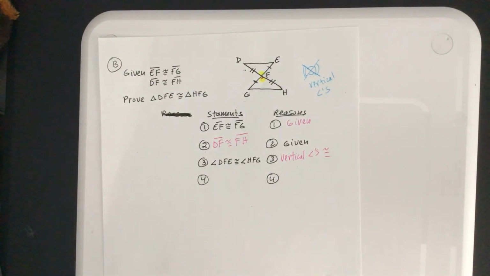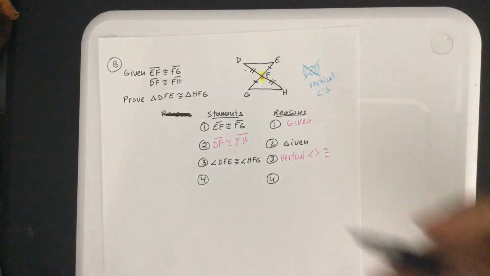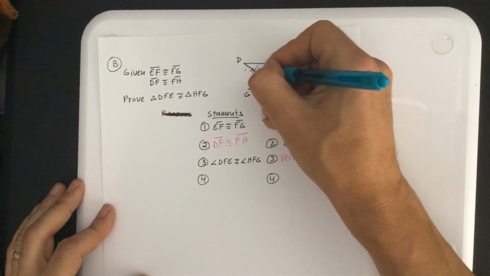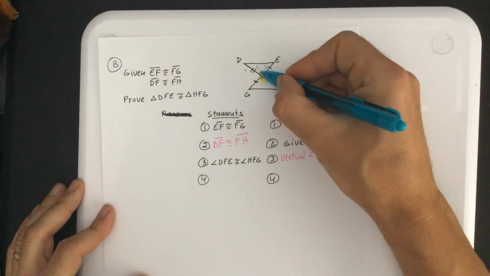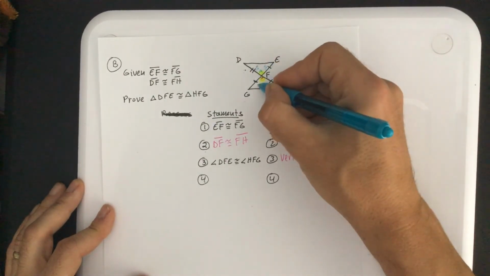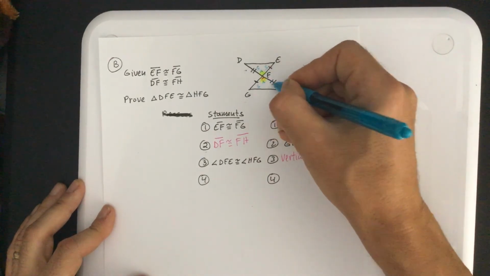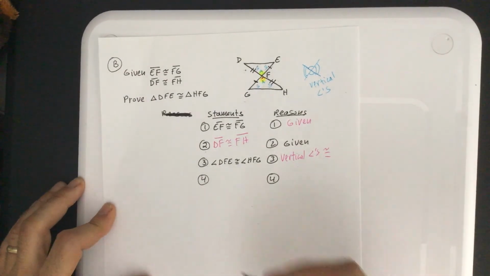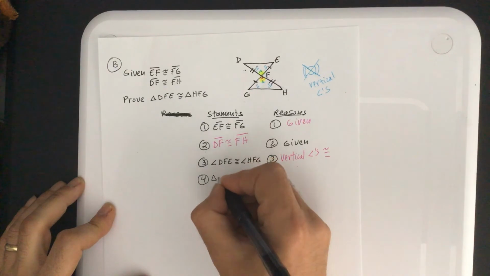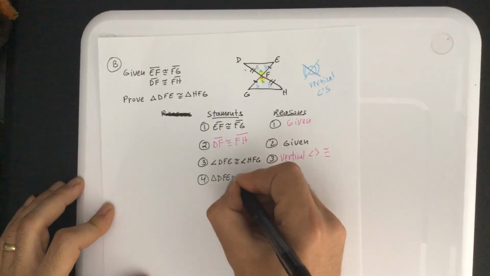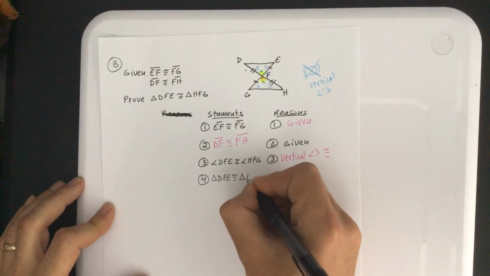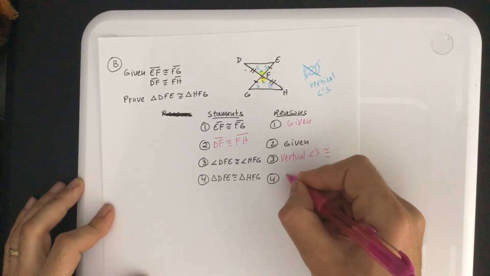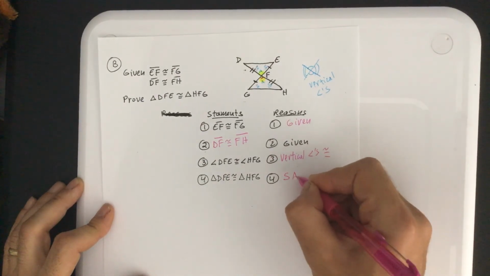That's the reason. Vertical angles. And if you guys notice, you're almost done. You got basically, right over here, side, angle, side, and the angle is included between the two sides. And over here, the same thing, side, angle, side. So I can write down the final statement here and the final reason. So triangle DFE is congruent to triangle HFG. Why? Because of the postulate side, angle, side.